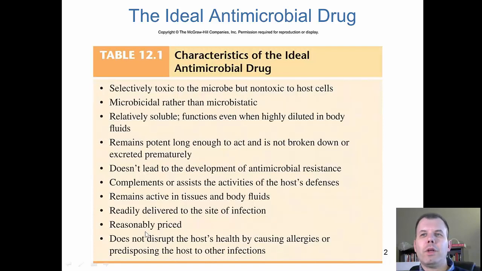And then finally, we don't want other things occurring, obviously disrupting. We don't want to damage tissues. We don't want to cause allergies or anything else. And we'll look at all these different things as you talk about it. So again, it's pretty much common sense. You want a drug that's going to kill the infection, not kill you.